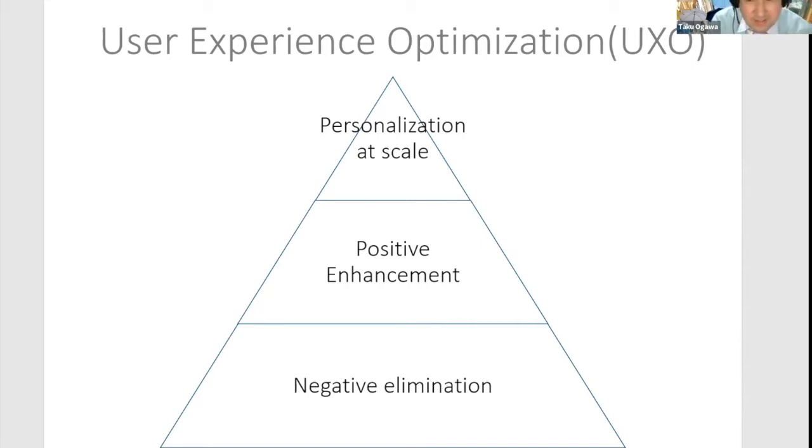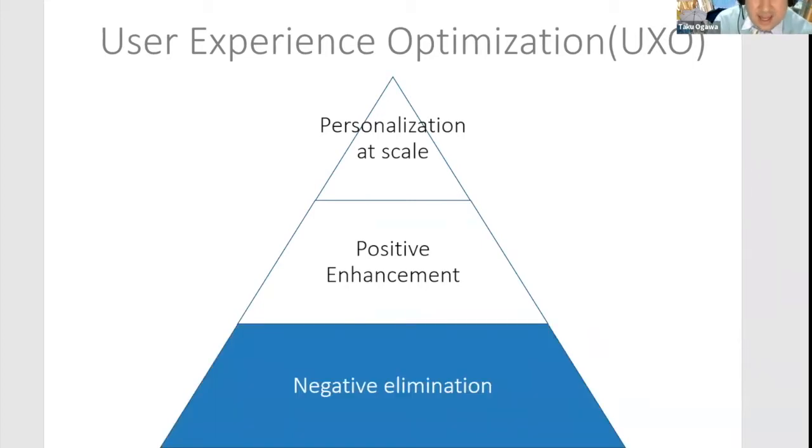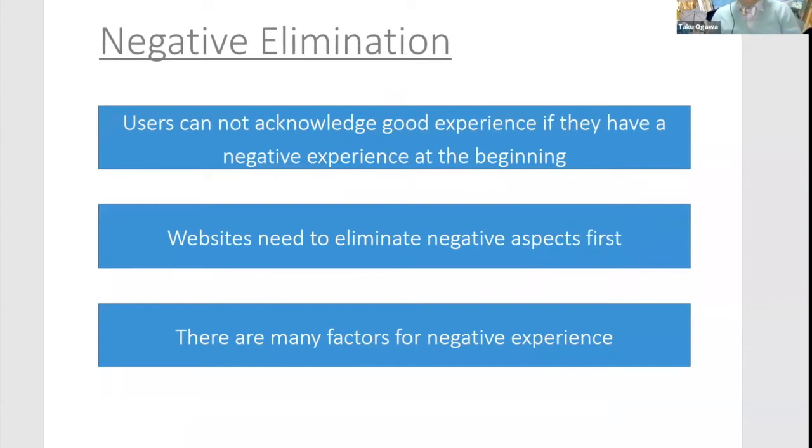So let's look at how we should be doing this. What is negative elimination? Users cannot acknowledge good experience if they have a negative experience at the beginning. So even if there might be very good products, very good services on the website, people need to reach there first. And if they come to visit the top page and they just leave, obviously they're not going to be able to see that or learn from that, find that good experience. So what we need to do first is websites need to eliminate negative aspects first. Then we do the positive.